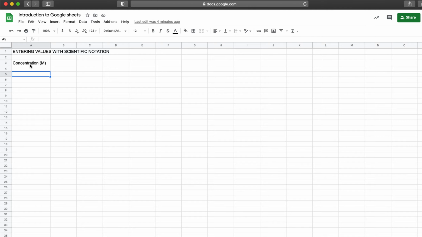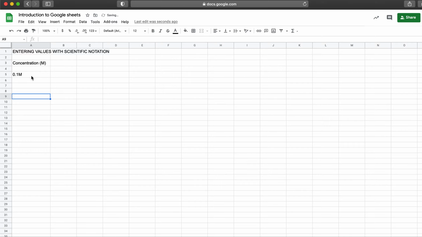And I write down in the heading for my column what I'm entering, so in this case concentration, and then in parentheses I remind myself what units I'm using. This is important because occasionally I will see someone enter the value with the units in Google Sheets, and what happens is Excel and Google Sheets will treat this like text.